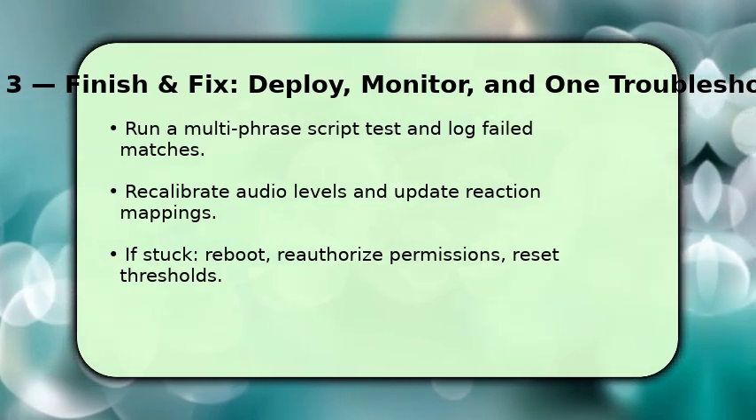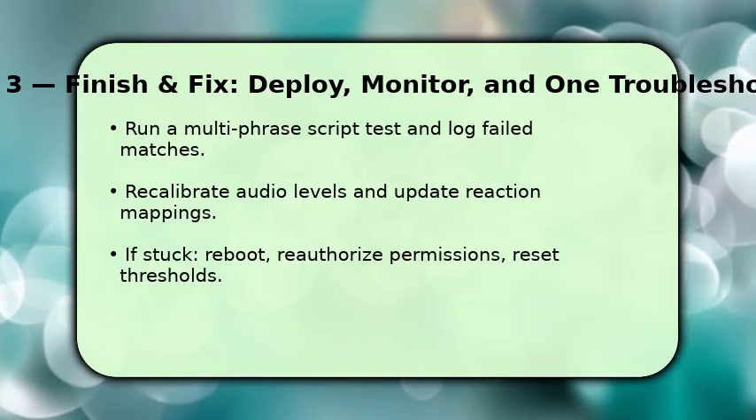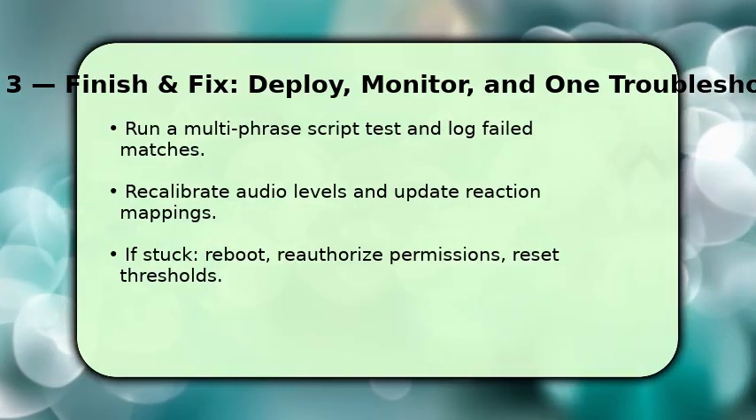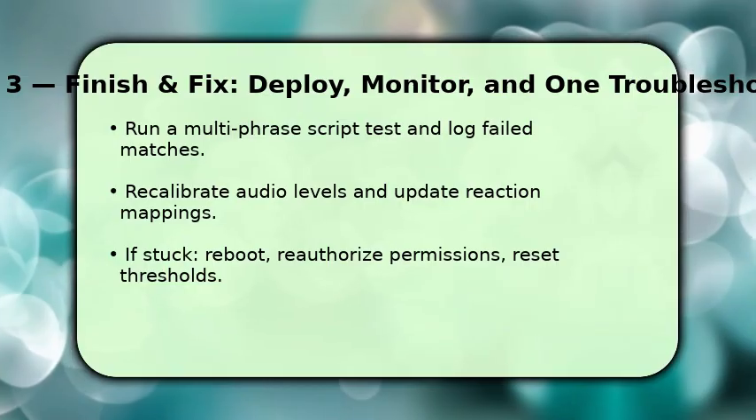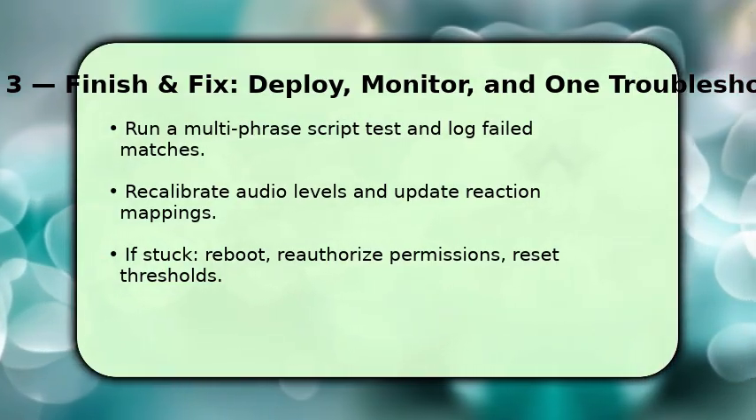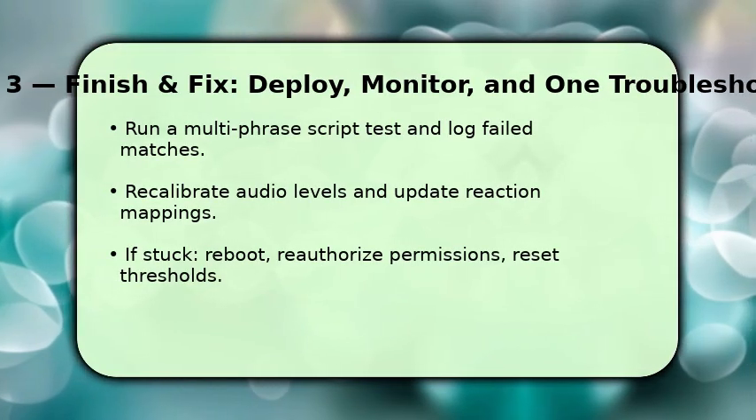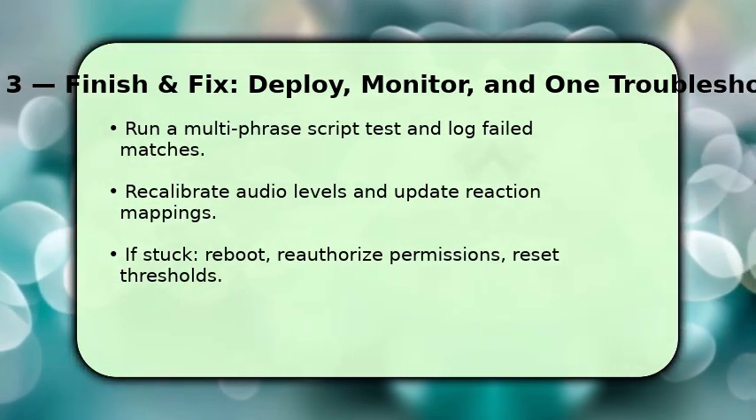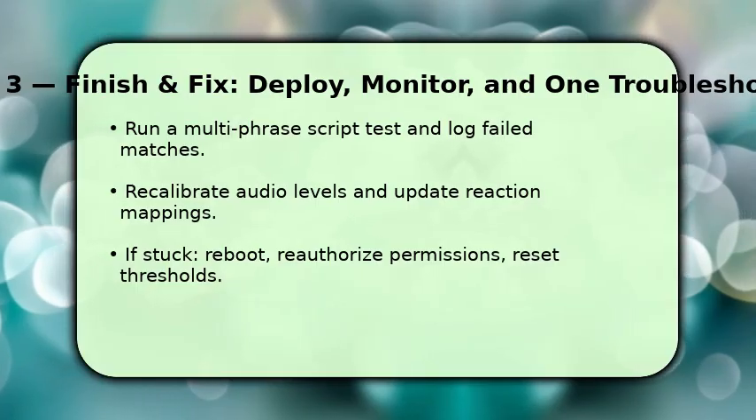Make sure to save each change. Once done, iterate until behavior is consistent. If things go wrong, a key troubleshooting tip: reboot Mimu and your phone, reauthorize permissions, then reset thresholds to default before retuning. This clears transient states and often fixes recognition issues.